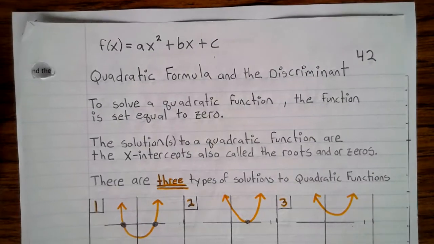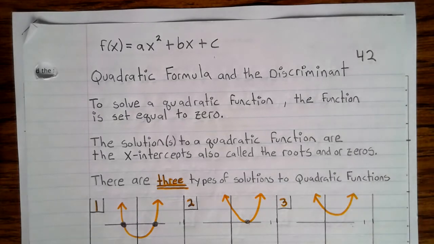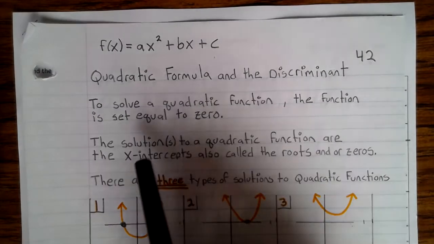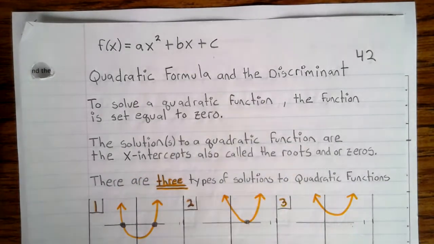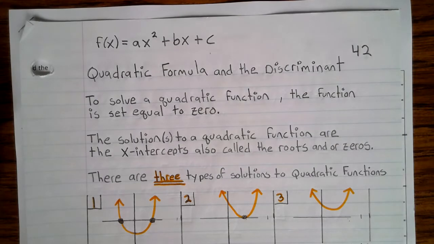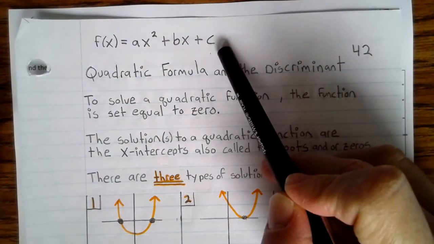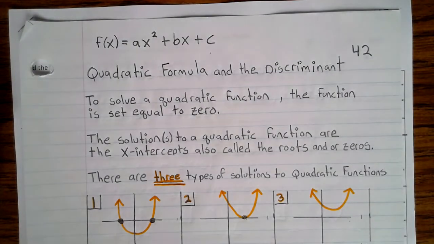Now, we're looking at the quadratic formula and discriminant on page 42. First, let's write the quadratic function f of x equals ax squared plus bx plus c. And we're going to use that form later when we get to the quadratic formula. All right, to solve a quadratic function, the function is set equal to 0. The solutions to a quadratic function are x-intercepts, also called the roots and/or zeros.